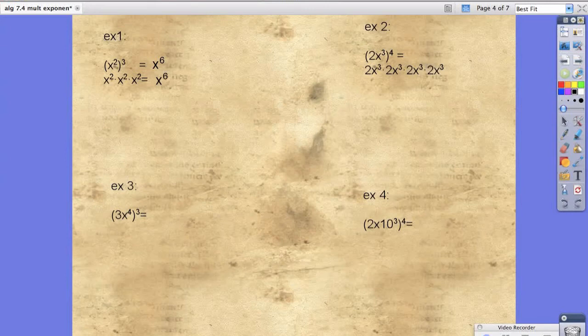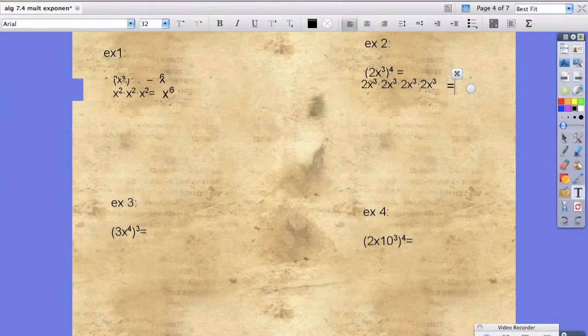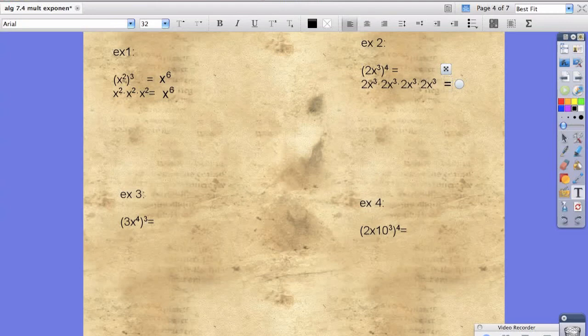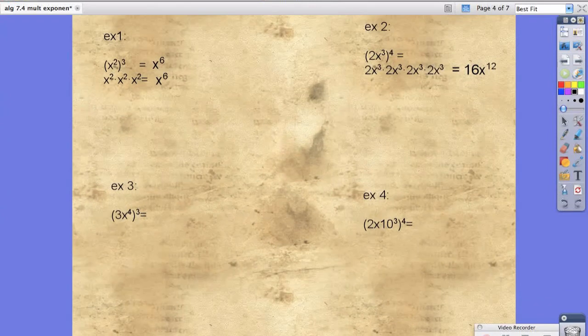So for example 2, we have 2x cubed quantity to the 4th power. That means we have that quantity 4 times. So 2x cubed times 2x cubed times 2x cubed times 2x cubed. That's equal to 2 times 2 is 4, times 2 is 8, times 2 again is 16. x to the 3 plus 3 plus 3 plus 3 is x to the 12th power. Which again, because we expanded it, is the same exact answer as what you'd get from the top.